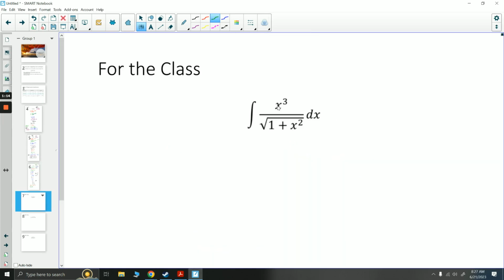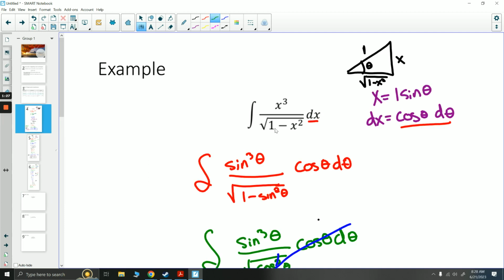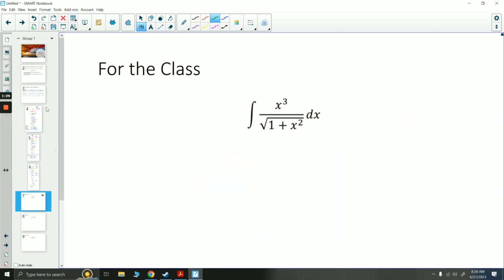All right, let's go ahead and take a look at our next one. We have the integral of x cubed over square root of 1 plus x squared dx. Okay, so this one's pretty similar to our first one. The only difference is now we have a plus.